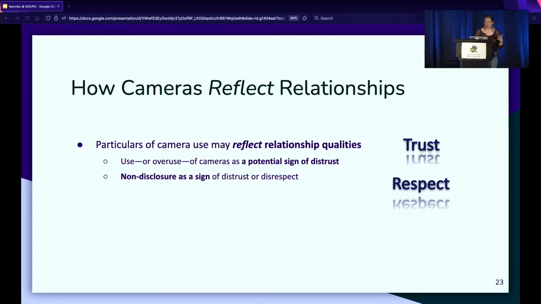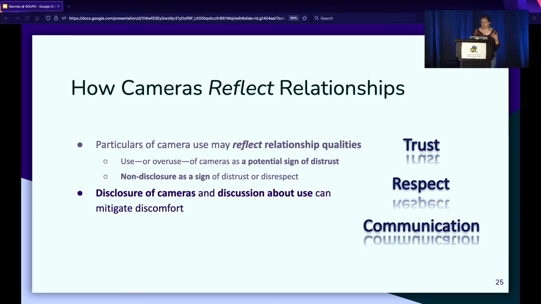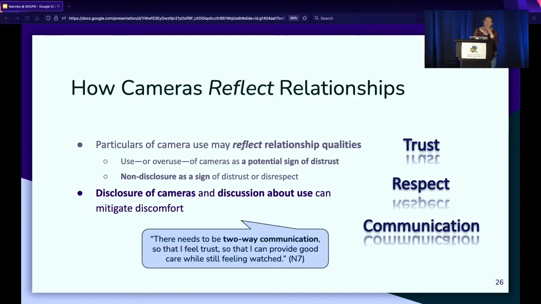In particular, many participants viewed not disclosing cameras in the house as a potential sign of distrust, and many equated non-disclosure with disrespect. For example, Nanny 10 said, "I have no problem being recorded as long as you're telling me you're doing it. It's respecting you enough to let you know." Conversely, many participants pointed out that disclosure can be a way to build mutual trust and alleviate privacy concerns by reassuring nannies that the cameras will be used respectfully. Like Nanny 7 said, "There needs to be two-way communication so that I feel trust."